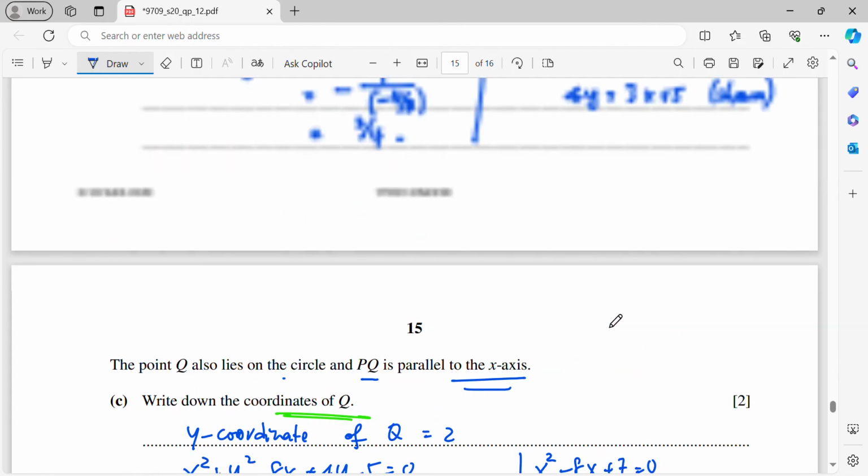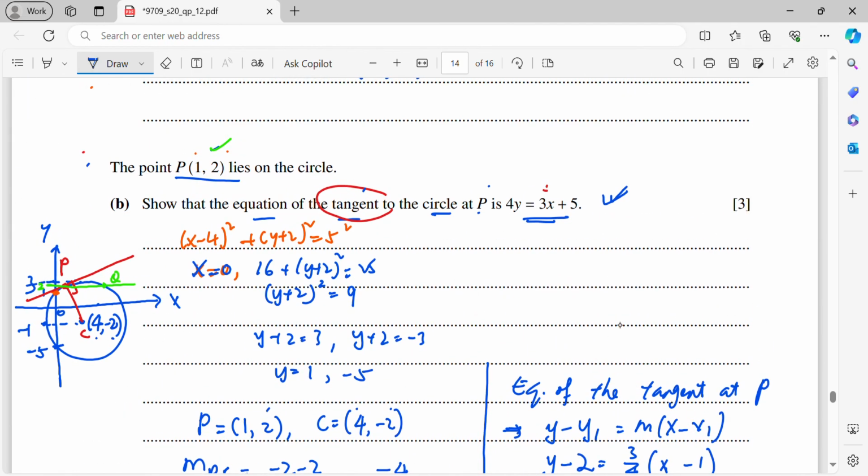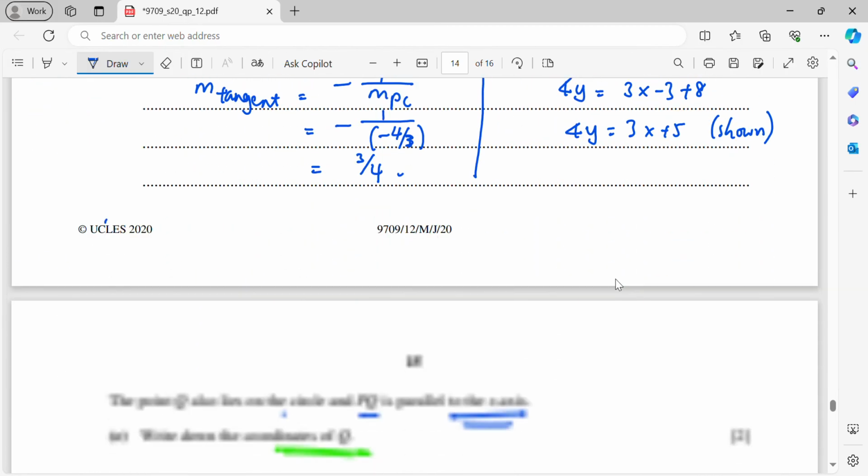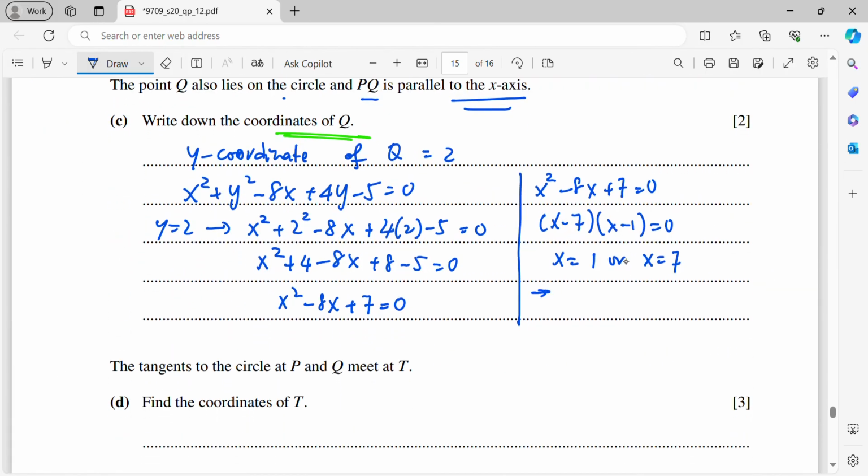Now, when x equals 1, that is basically the point P. So now I know that at Q, the x must be 7. Therefore, my Q has coordinates 7, 2. Now, the tangents to the circle at P and Q meet at T. Find the coordinates of T.